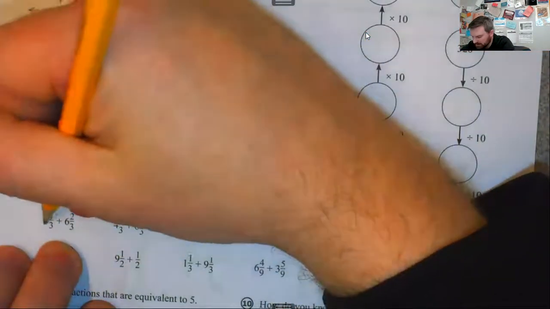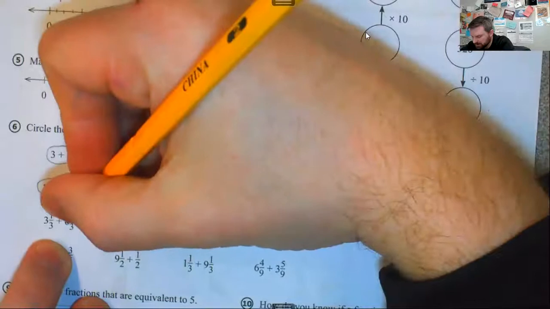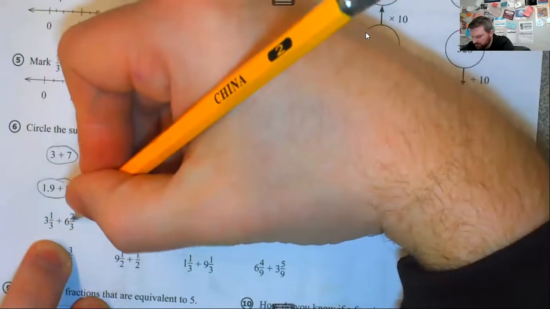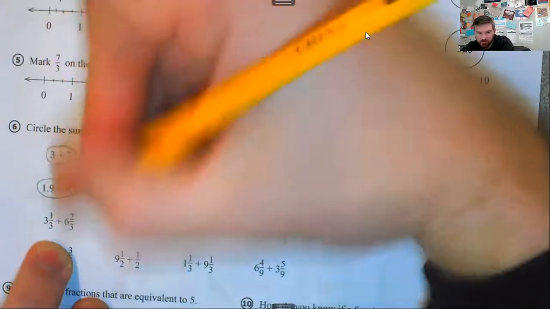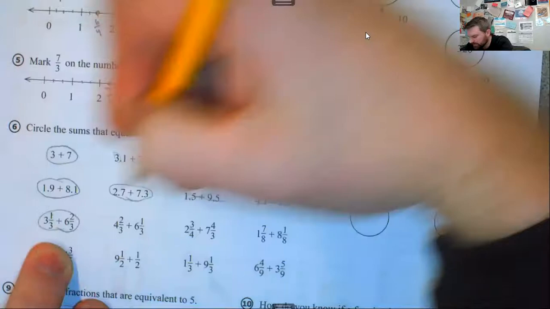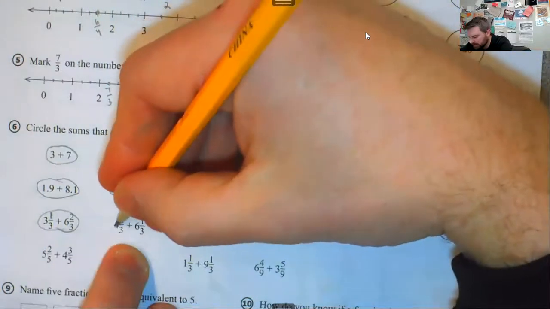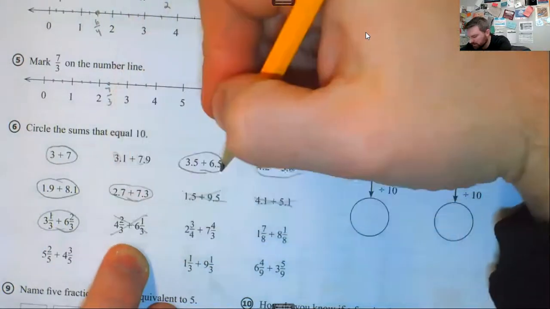6, 7, 8, 9. And then your fractions, you have 1/3 and 2/3. So 2 plus 1 is 3. 3/3 is a whole. So this one works. 6 and 4 make 10. So that one's going to be over.